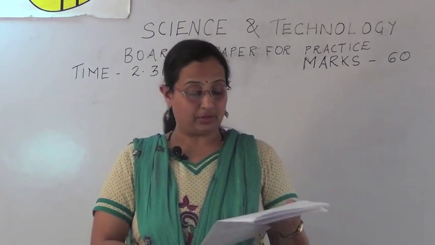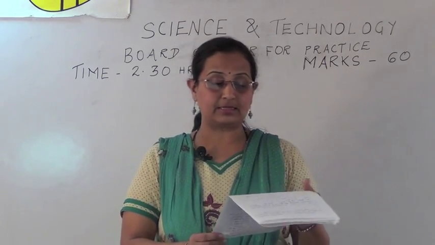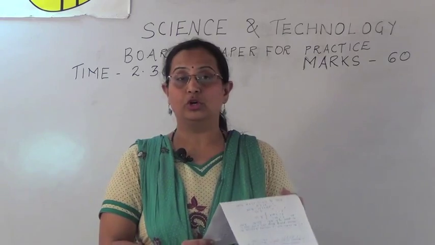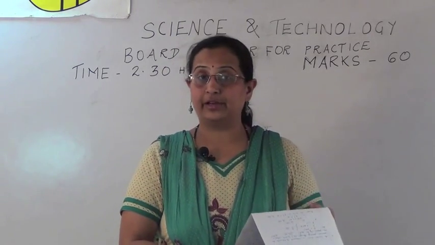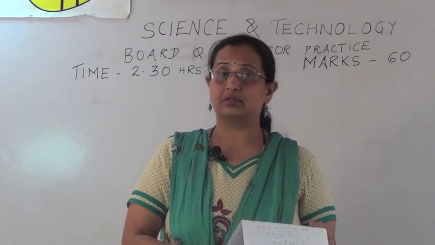The next question, question number 2, the last question of question number 2, give reasons. The sky appears dark instead of blue to an astronaut. Here again, whenever there is a give reason question, you have to write answers in points.